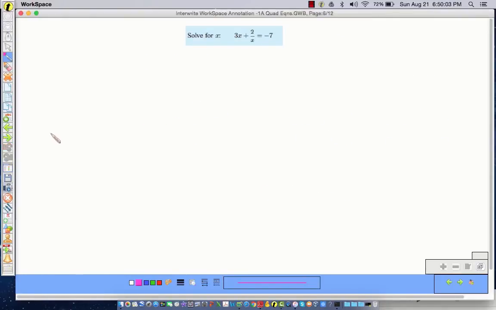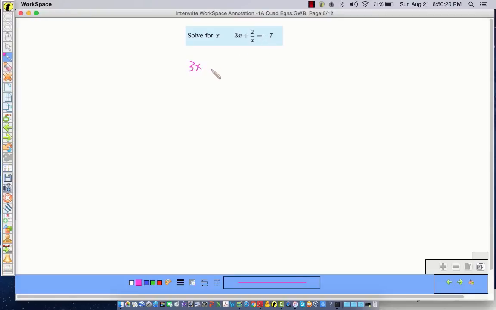Okay. Here we got a little bit of a different situation. What we don't like of this is, first of all, we need to set it equal to 0, and second of all, we have an x in the denominator, and it doesn't appear to be a quadratic just yet, but it really is.